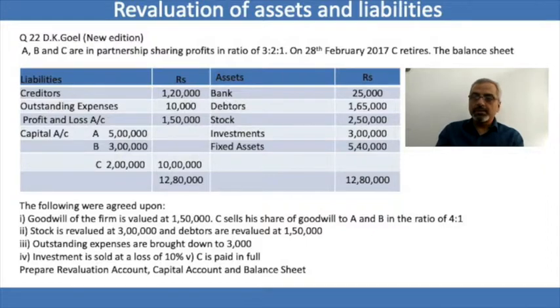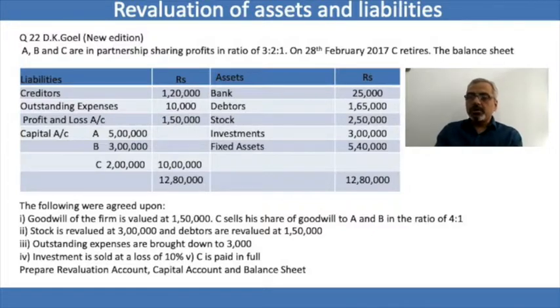Let us move on to the asset side of the balance sheet, where we have bank 25,000, debtors 1,65,000, stock 2,50,000, investment 3 lakh, fixed assets 5,40,000. Total is 12,80,000. The following were agreed upon. The goodwill of the firm is valued at 1,50,000. C sells his share of goodwill to A and B in the ratio of 4:1. So in this case, we need not calculate the sacrificing ratio because it is very clearly stated how C, the retiring partner, sold his share to the continuing partners A and B.